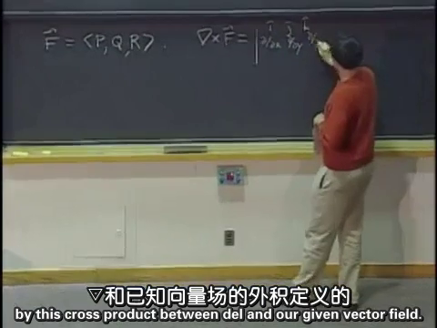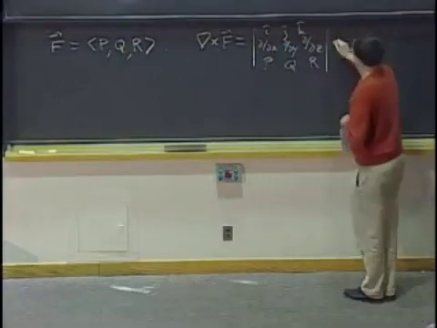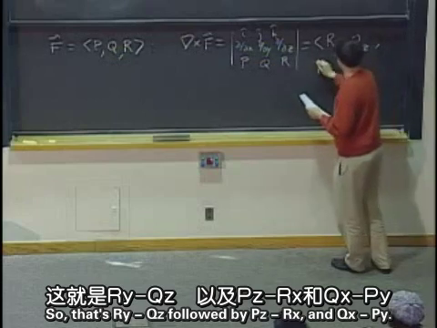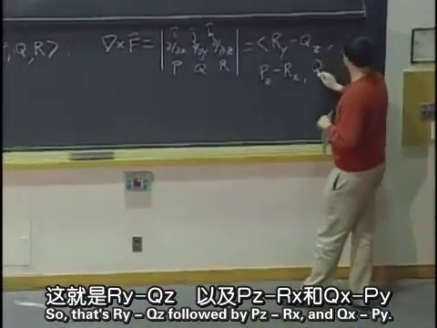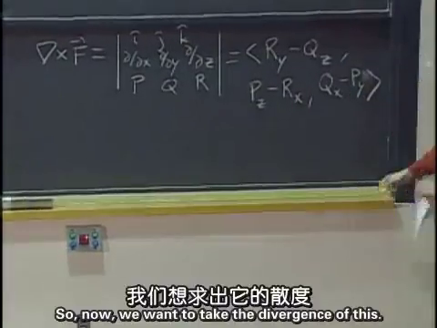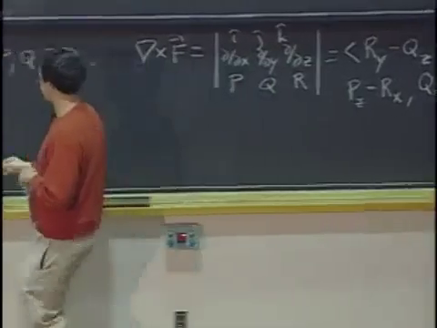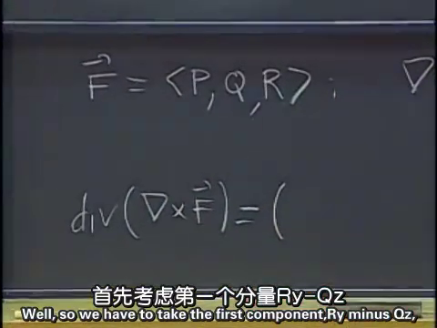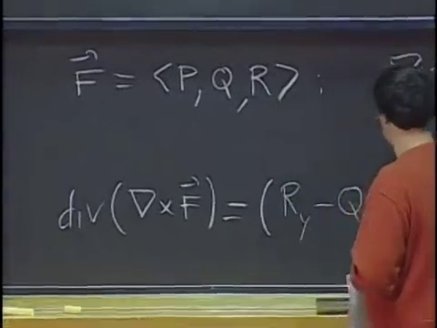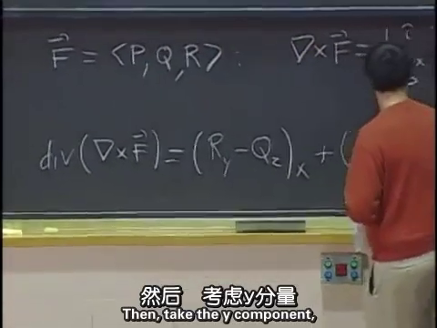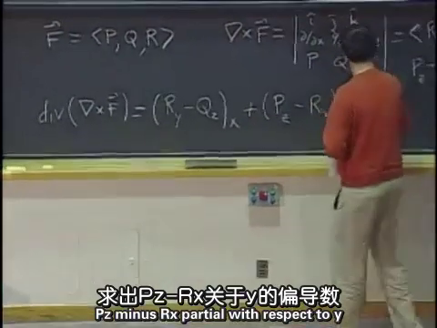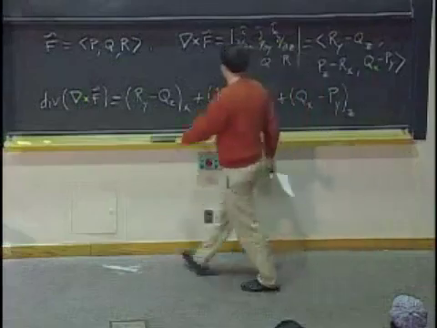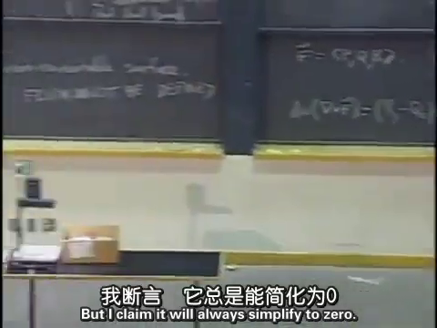between del and our given vector field. So that's Ry minus Qz followed by Pz minus Rx and Qx minus Py. So now we want to take the divergence of this. Well, so we have to take the first component, Ry minus Qz, and take its partial with respect to x. Then take the y component, Pz minus Rx, partial with respect to y, plus Qx minus Py, partial with respect to z. And, well, now we should expand this, but I claim it will always simplify to 0.